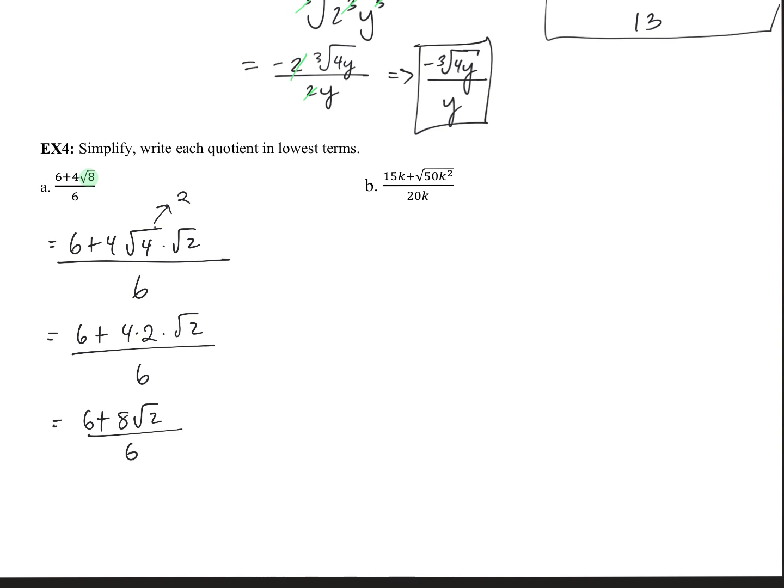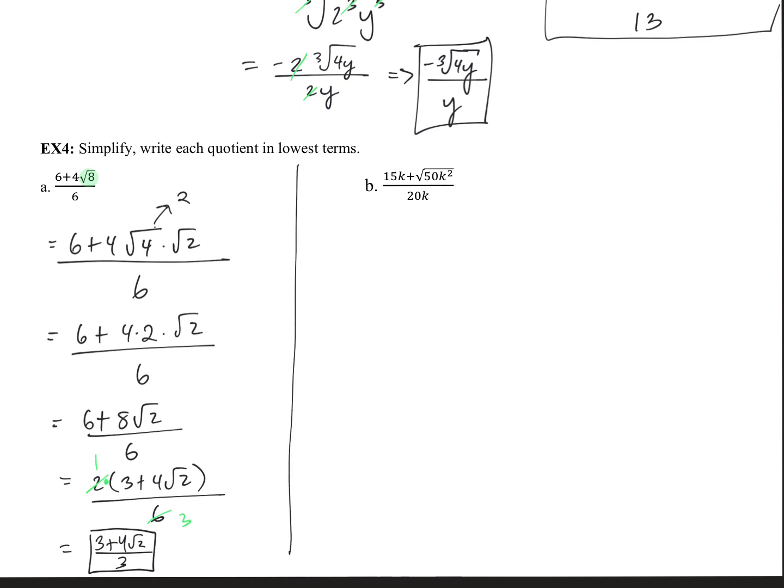Now can we simplify? Yes, we can go ahead and factor out that 2. And we can now cancel because there's multiplication going on. So the 2 cancels, and 6 divided by 2 is 3. And we're left with 3 plus 4 root 2 divided by 3. Sorry, a little squishy there, but hopefully you can read it.